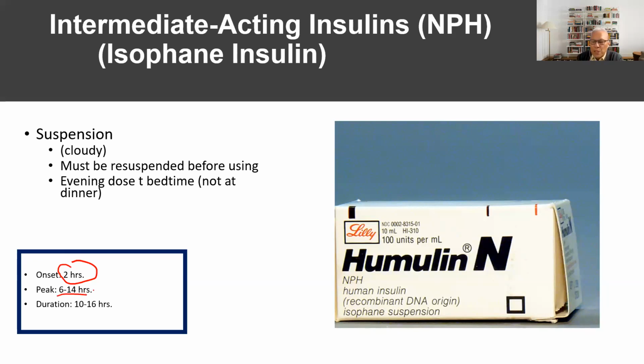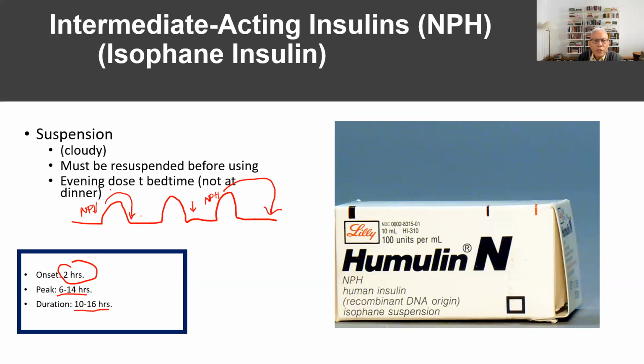The peak is between 6 to 14 hours, and the duration is 10 to 16 hours. So if I were to draw your blood glucose, every time you eat, there's going to be a rise, right? If we give NPH right over here, it doesn't work until right over here. Because you remember, the peak is going to be 6 to 14 hours. So it might work over here, it might work over here as well. And when you give NPH at night, at bedtime, it's going to work right over in here, okay?